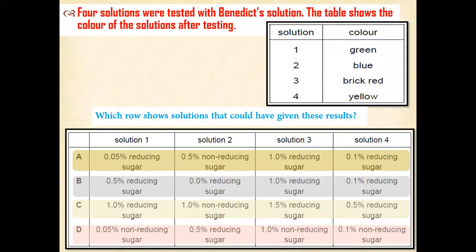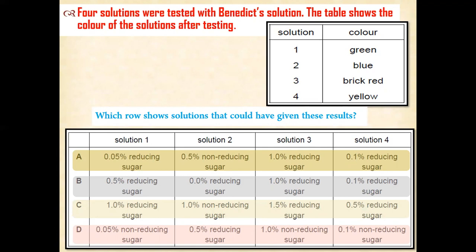In this question, the examiner has given us four different solutions and their different results. For example, the four solutions were tested with Benedict solution. The table shows the color of the solution after testing. Now, for solution number 1, the result is green. For solution number 2, the result is blue.